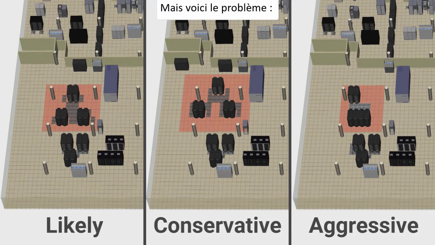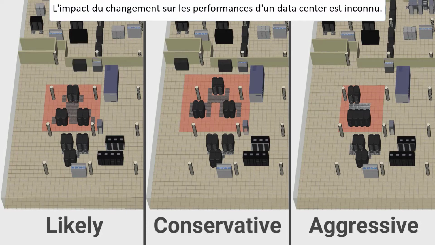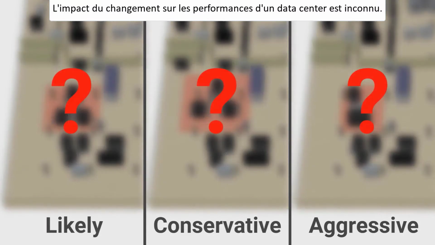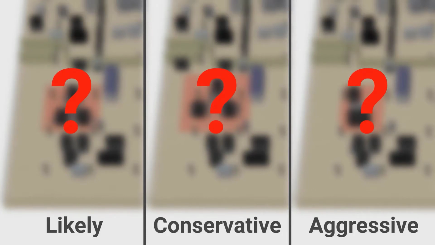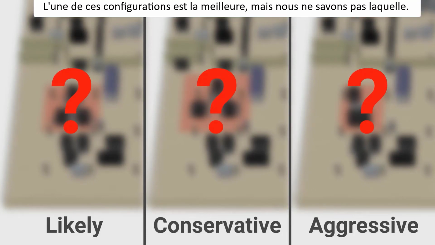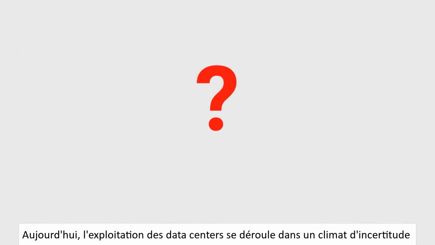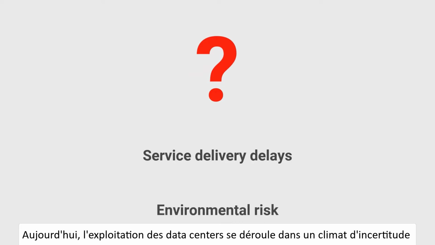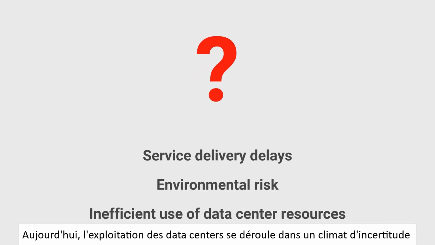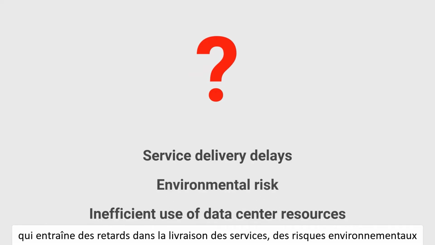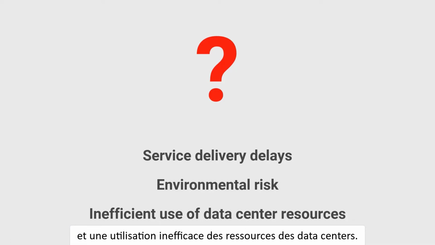But here's the problem. Today's data center management tools and techniques are blind to the performance impact of physical changes to the data center. One of these configurations is best, but we don't know which one. This is the cloud of uncertainty that hangs over the head of every data center operator and leads to service delivery delays, environmental risk, and inefficient use of data center resources.